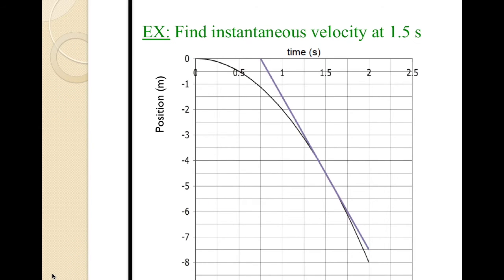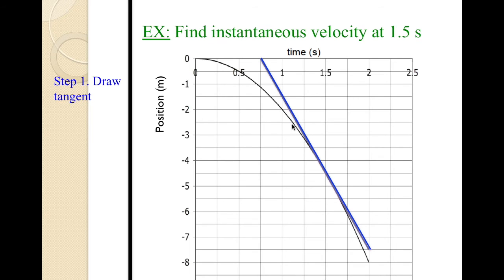Let's use the same graph to find the instantaneous velocity at a different time. So the last one that we just did was at 1 second. Let's find 1.5 seconds. So that would be right about here. So the first step that you're going to want to do is, again, to draw the tangent.